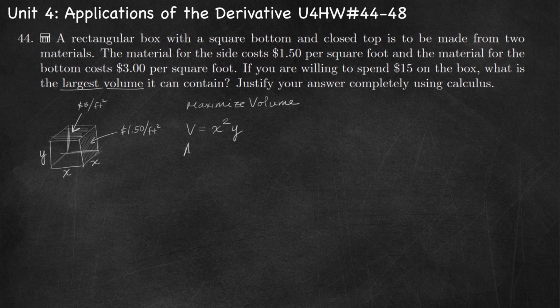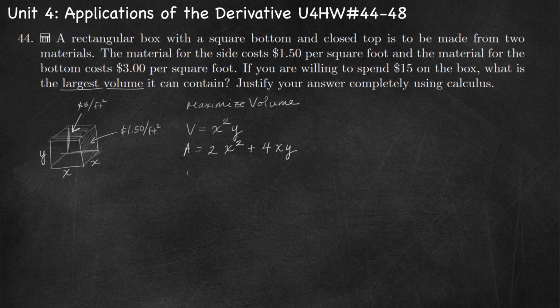So the surface area of our box is the top and the bottom, and the top and the bottom have the same area, so 2 times the area of the bottom, which is x squared. So 2x squared is going to give us the area of the top and the bottom, plus the area of the sides. We've got 4 sides, and each one has an area of x times y.